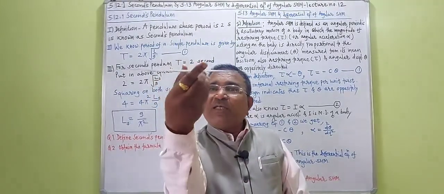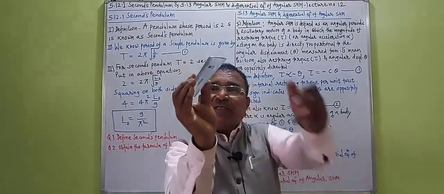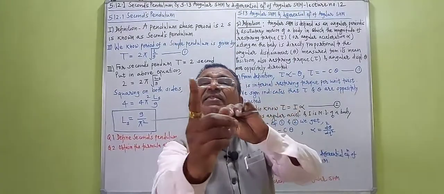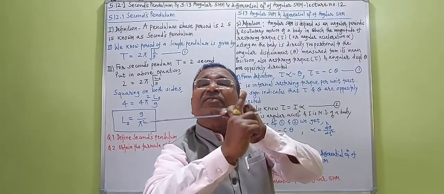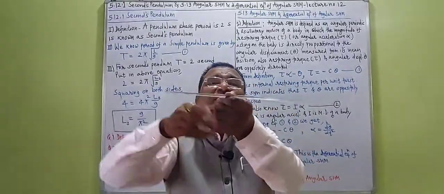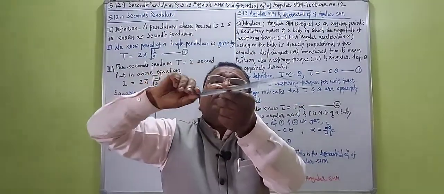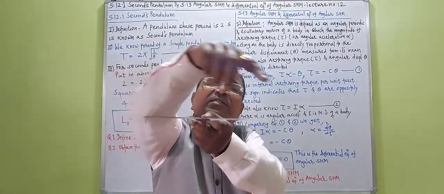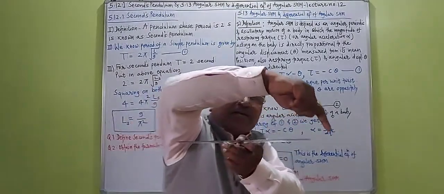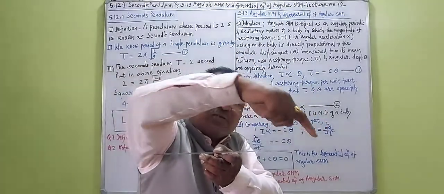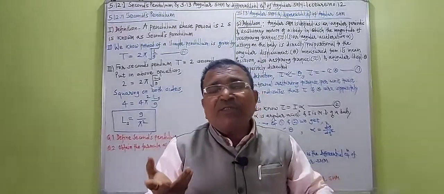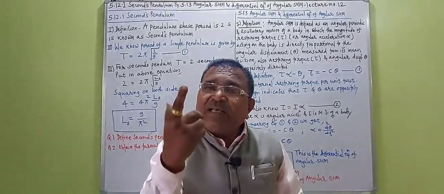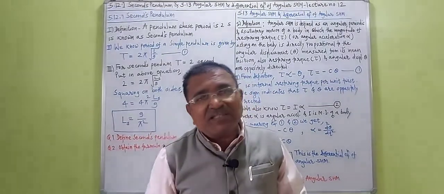When the body is oscillating like this, then restoring torque tries to restore the body to its original condition. That is restoring torque, like this. And angular displacement is measured from this to this. That is angular displacement, like this. And the body comes to its original condition. That is restoring torque. That means angular displacement is like this, theta, and restoring torque is like this. Both are oppositely directed. By making use of this understanding, we can easily make the definition of angular SHM.